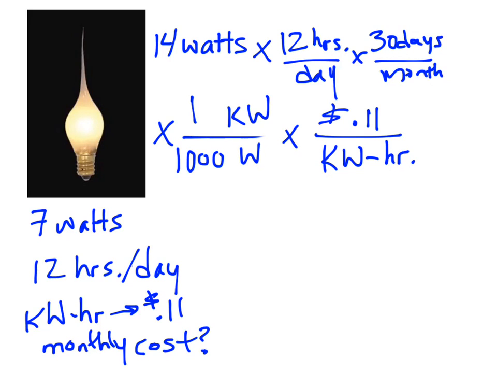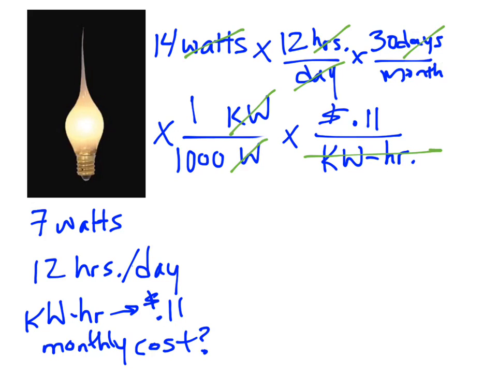Let's check the units and make sure I didn't miss anything. Watts in the numerator cancels with watts in the denominator. Days in the denominator cancels with days in the numerator. In the numerator, I have hours and kilowatts, which cancels with kilowatt hours in the denominator. The units left are dollars and months, so my units are dollars per month, and that's what I wanted to know. What's the cost per month?